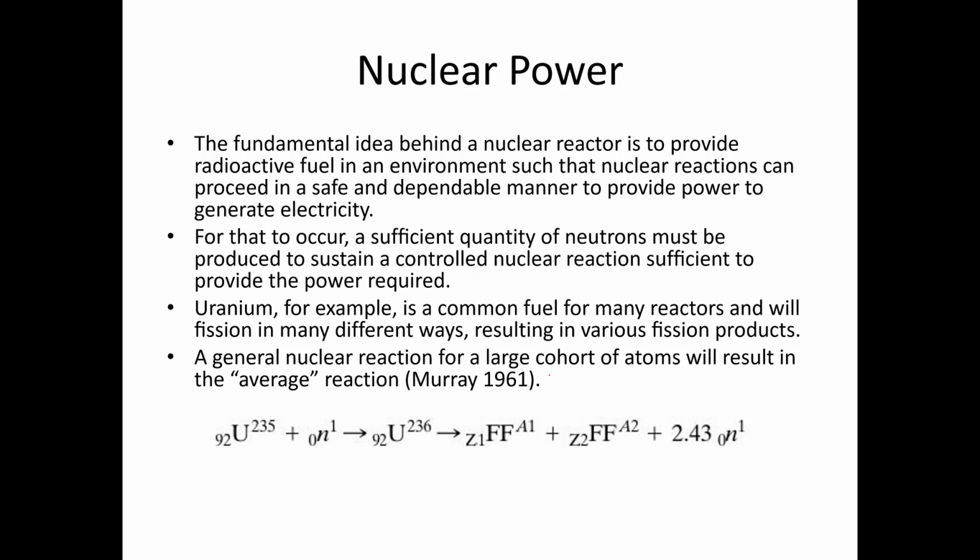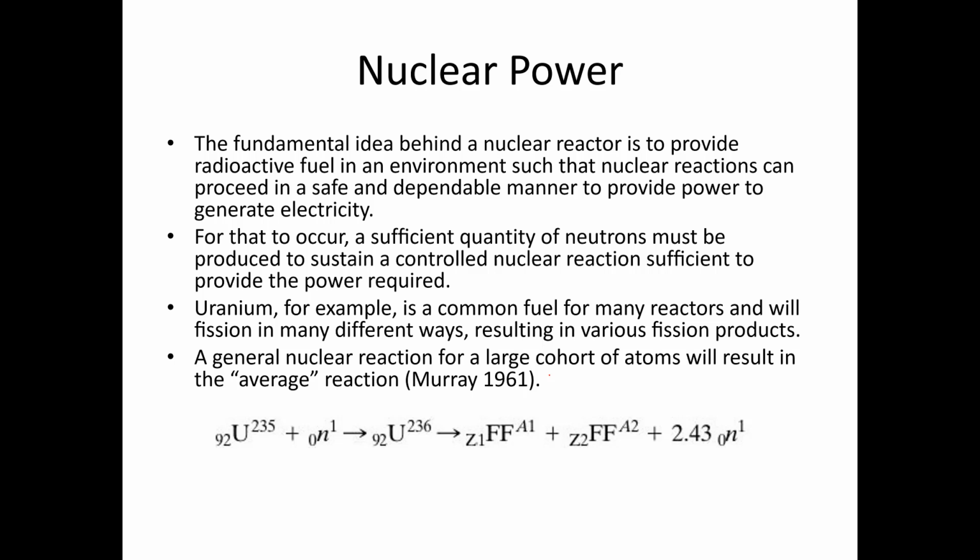For that to occur, a sufficient quantity of neutrons must be produced to sustain a controlled nuclear reaction, sufficient to provide power. Uranium, for example, is a common fuel for many reactors and will fission in many different ways, resulting in various fission products. A general nuclear reaction for a large cohort of atoms will result in what we call the average reaction, according to a publication by Murray in 1961.